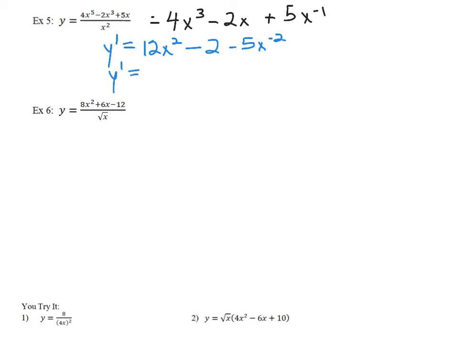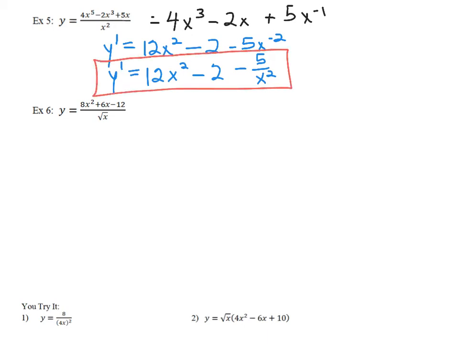Now be careful, this is sometimes a misconception. Students sometimes think that they're going to put that x squared underneath all three terms. That would not be correct because the only term that has a negative exponent is the 5x to the minus 2. So I'm going to leave my answer as 12x squared minus 2 minus 5 over x to the second power. So there is the derivative of that function.